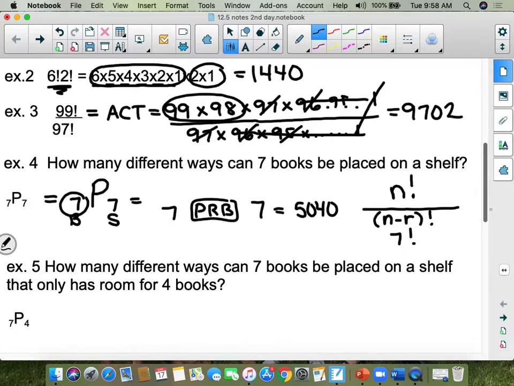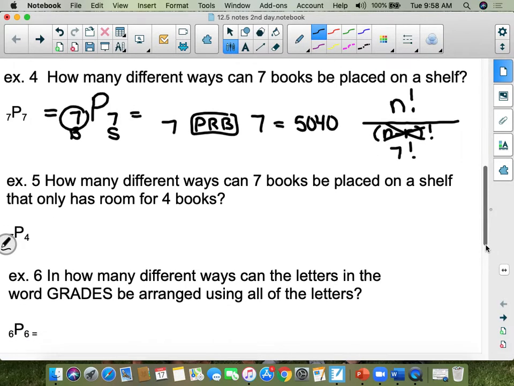Divided by 7 minus 7, which is 0 factorial, which doesn't really exist. So it's just 7 times 6 times 5 times 4 times 3 times 2 times 1. If they're the same number, you can't divide by 0. So all you have to do is 7 factorial. And 7 times 6 times 5 times 4 times 3 times 2 times 1 is 5,040.